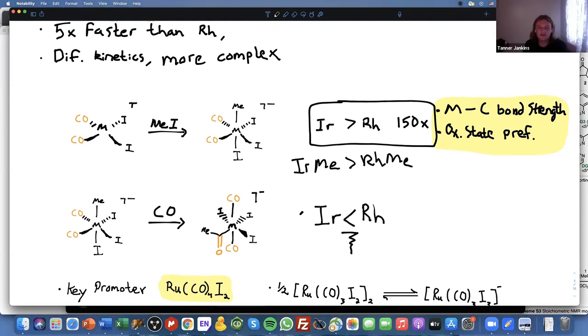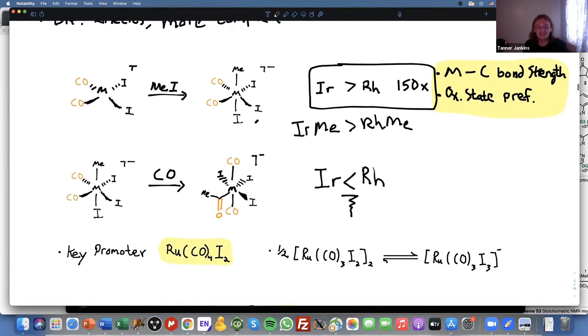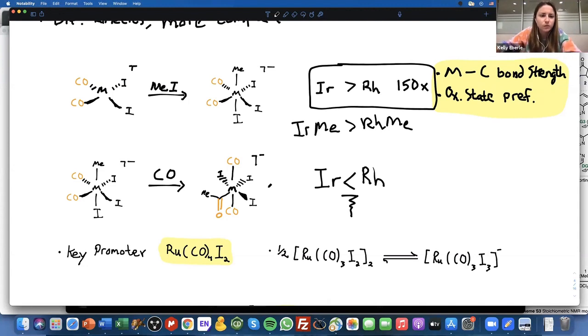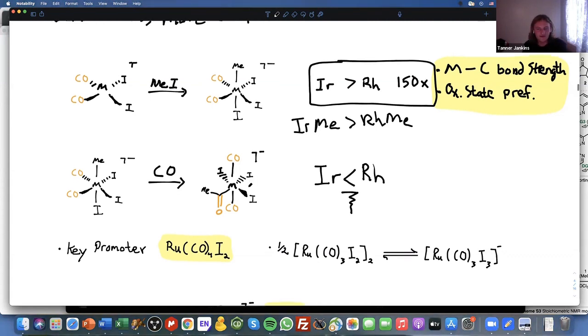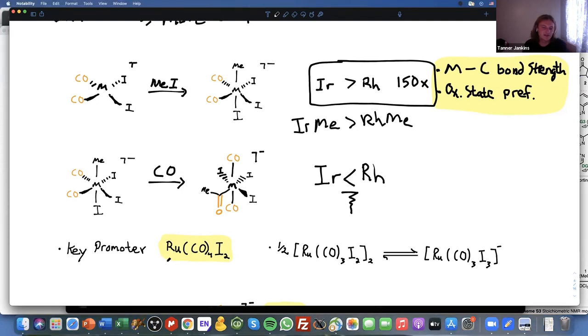Exactly. Although the first step of this sequence, the oxidative addition, can be rate limiting for rhodium, and you're picking up a faster oxidative addition complex with iridium, now for the CO migratory insertion the selectivity switches. As Kelly said, the rhodium one, because the rhodium methyl bond is weaker, undergoes faster migratory insertion. And so a key breakthrough, and what really allows this process to occur at relevant rates, is the use of this key promoter, the ruthenium tetracarbonyl diiodide.